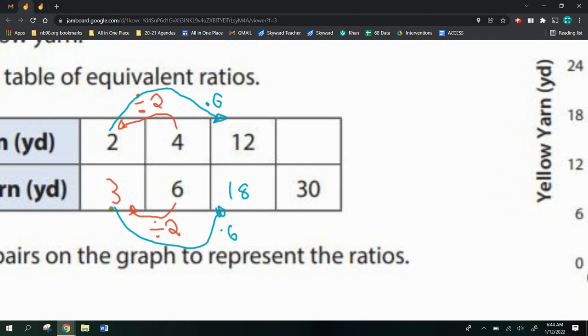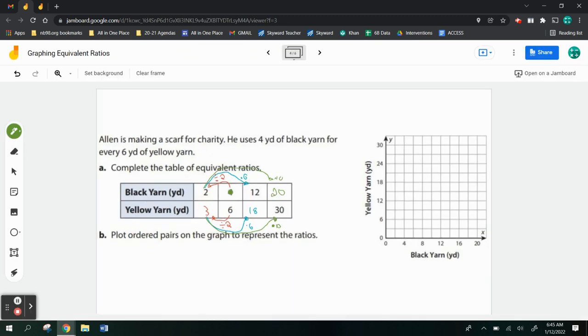Last column, how do you go from 3 to 30? That one's an easy one. 30 is 10 times 3. Go to the top. So what's 2 times 10? 2 times 10 would be 20. So I've completed the table of equivalent ratios. Now B, plot the ordered pairs on the graph.